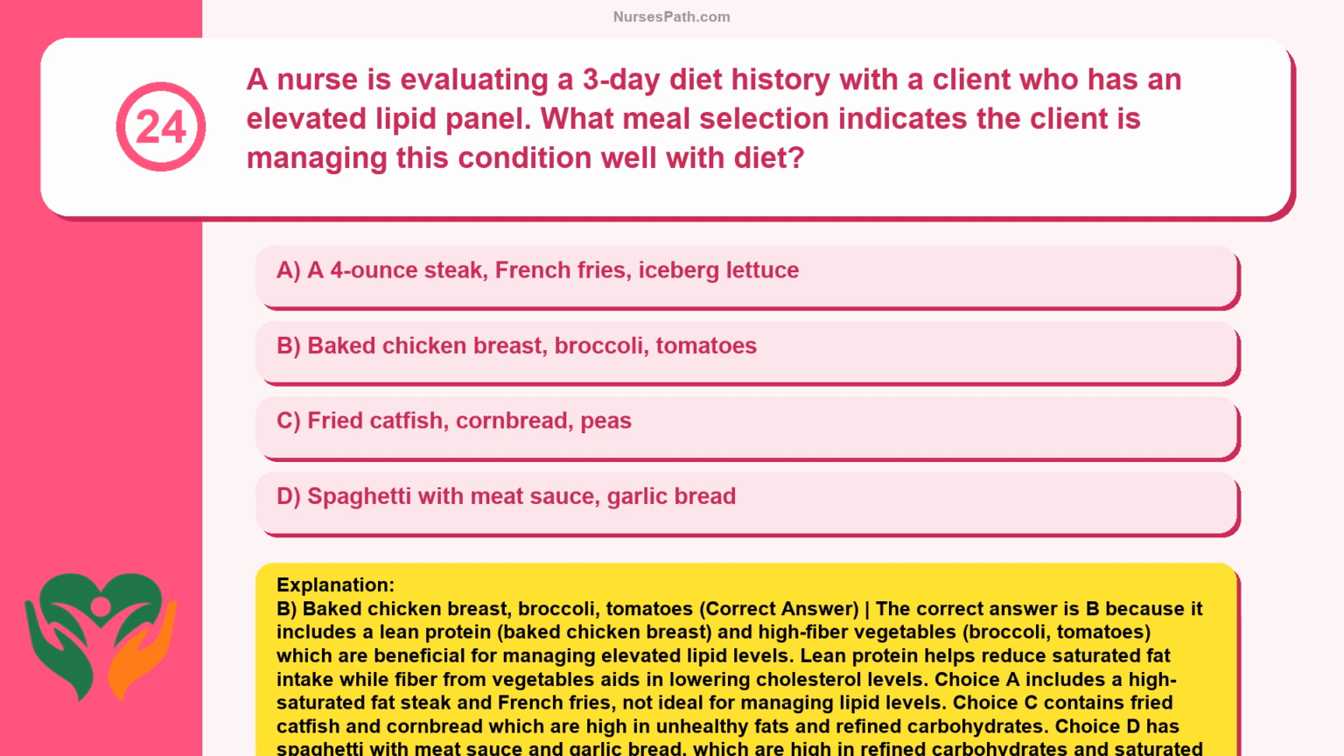Choice A includes a high saturated fat steak and French fries, not ideal for managing lipid levels. Choice C contains fried catfish and cornbread, which are high in unhealthy fats and refined carbohydrates. Choice D has spaghetti with meat sauce and garlic bread, which are high in refined carbohydrates and saturated fats, not recommended for someone with elevated lipid levels.